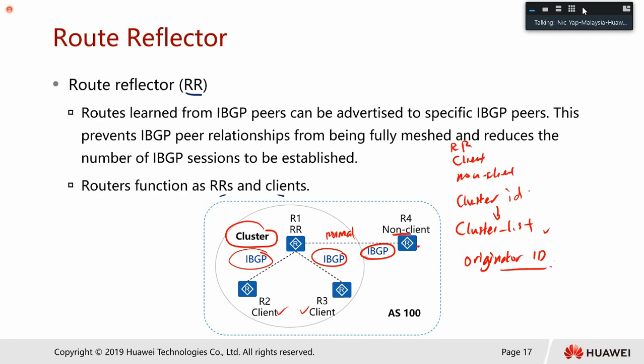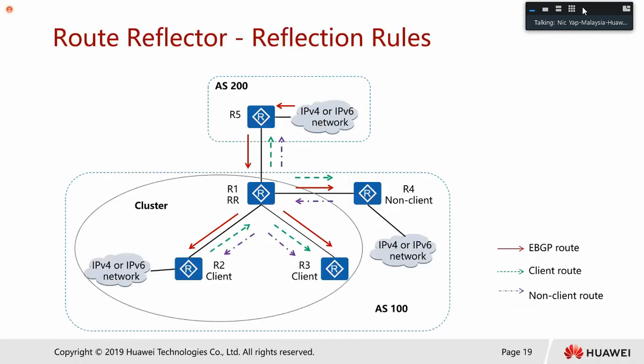Okay, after route reflector, I need to go for the next one, which is the reflection rules. Under these reflection rules, I'm going to tell you how they reflect the information. Instead of using this slide, I'm going to use my own slide, my own diagram for this. It'll be easier for you to understand. Okay, make it a bit clearer.